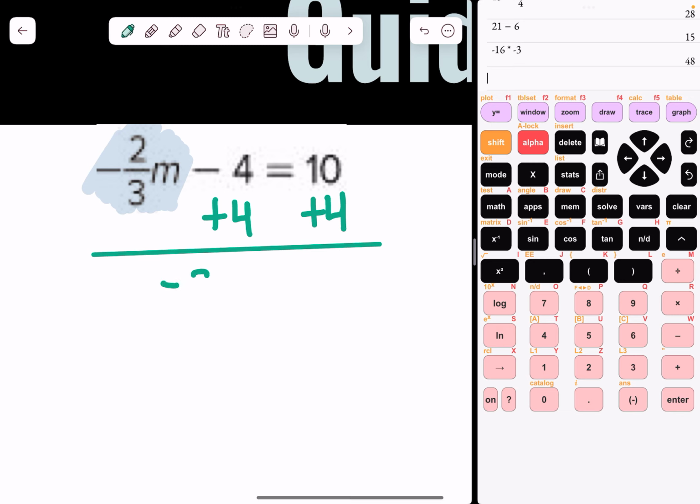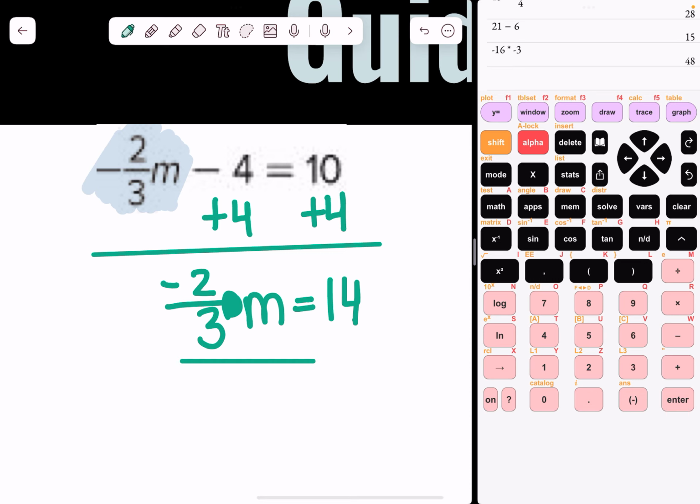So then we get negative 2 over 3 m equals 14. Now, negative 2 over 3, even though it's a fraction, is being multiplied by m, because it's just a number. And now, to get rid of that, we are going to divide.